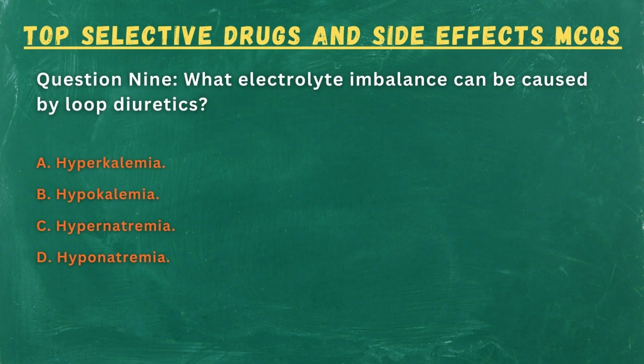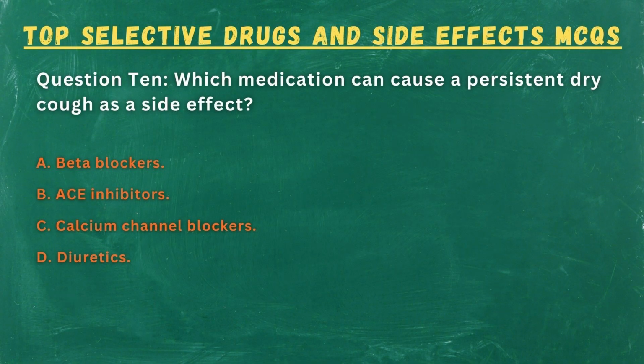Question 9. What electrolyte imbalance can be caused by loop diuretics? A. Hyperkalemia. B. Hypokalemia. C. Hypernatremia. D. Hyponatremia. Answer. B. Hypokalemia.